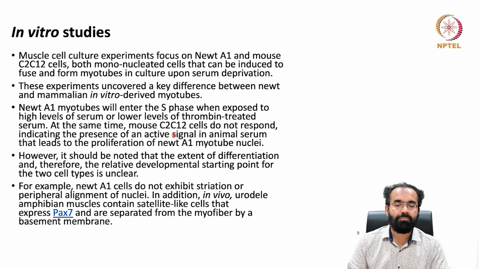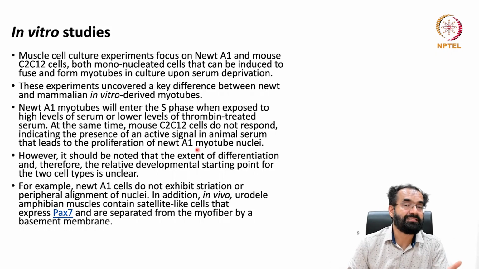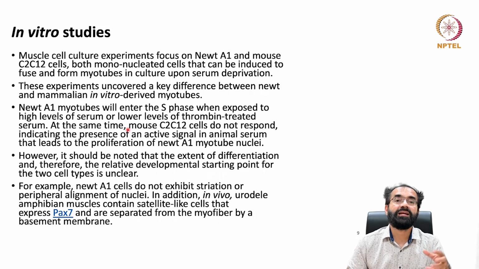At the same time, the mouse, which is a mammal, C2C12 cells do not respond, indicating the presence of an active signal in animal serum that leads to proliferation of A1 myotube nuclei. S phase means proliferation, and whereas C2C12 cells don't respond, the newt can respond to something that is present in the serum and it enters proliferation.